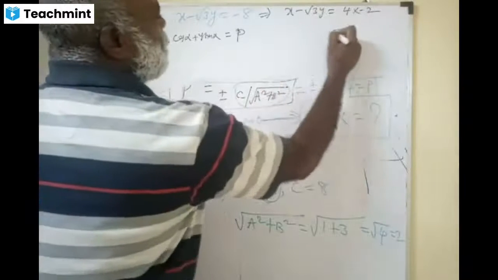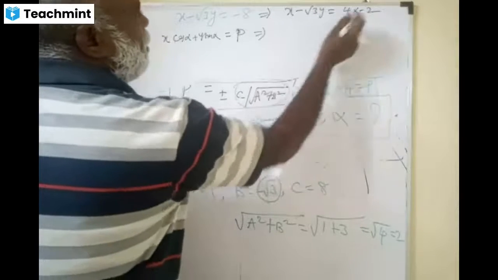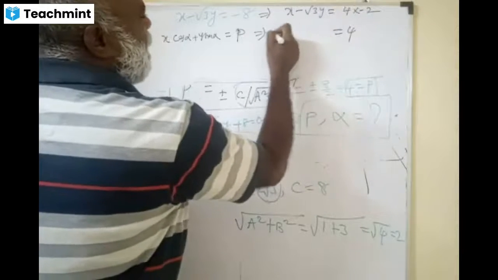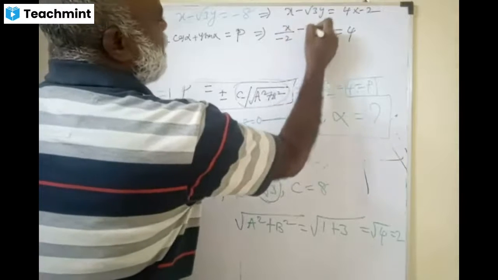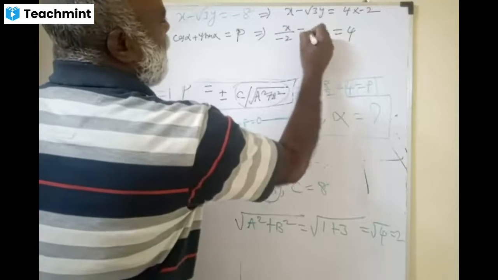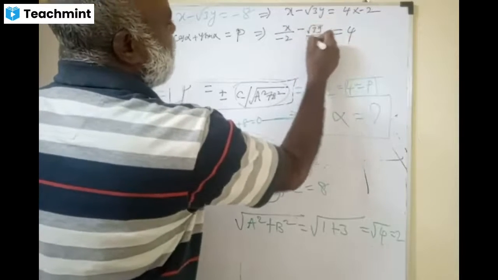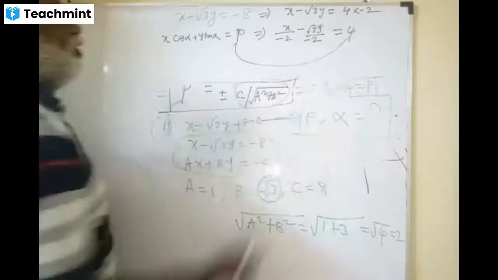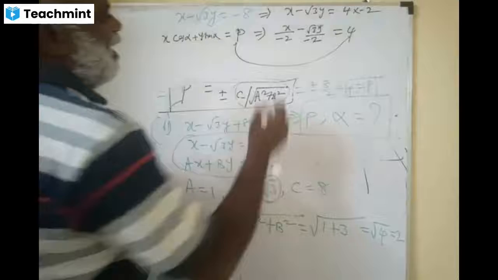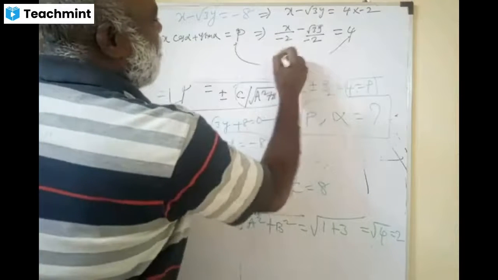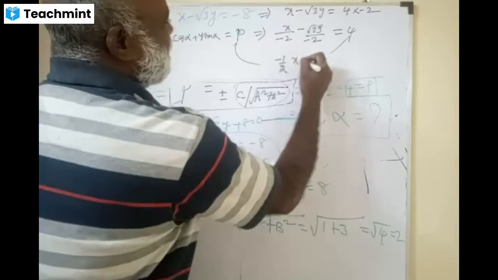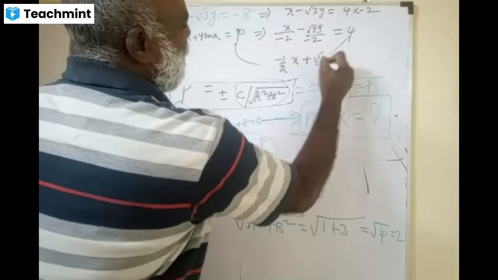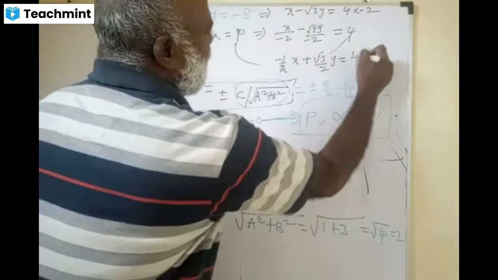Now divide with minus 2, you get 4, x by minus 2 minus root 3 y by minus 2. Why are you doing it like this, sir? Because I want to have a P here. P is what? 4. Now, look, minus 1 by 2 x plus root 3 by 2 y is equal to what? Yes, 4.